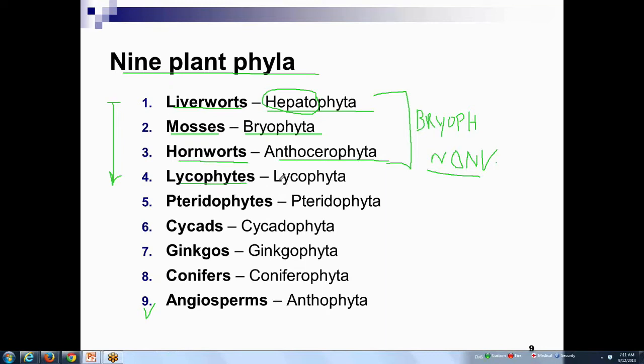So the lycophytes, these are your club mosses. You probably have stepped on them or you just don't really notice them that much, but they are rather abundant in this area, very important in the ecosystem as well. We'll talk more about that later.